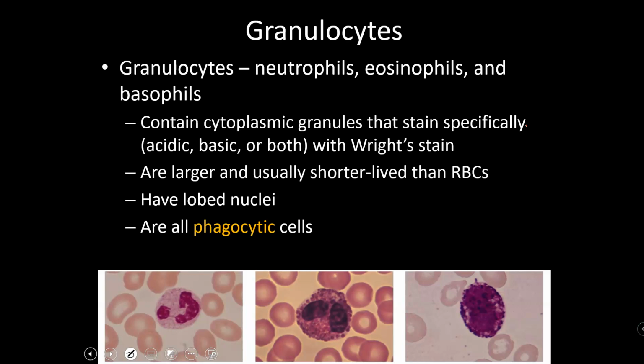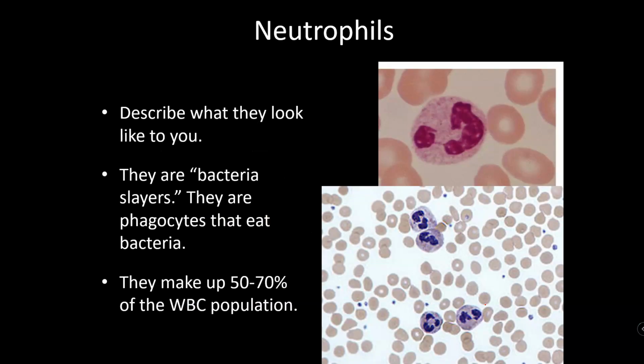So these are all of your granulocytes. Notice the little specks that you can see. They're fairly faint in this one. This is a neutrophil. They get darker in the eosinophil, and they're really super dark in the basophil. The neutrophils in more detail. Again, most abundant white blood cell.